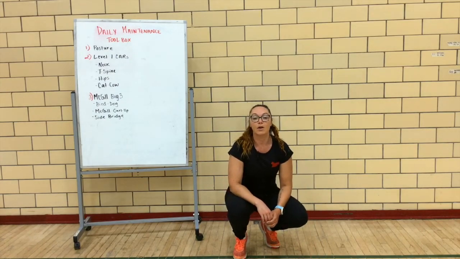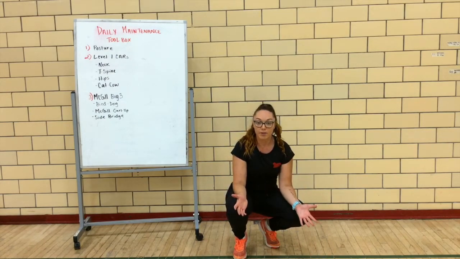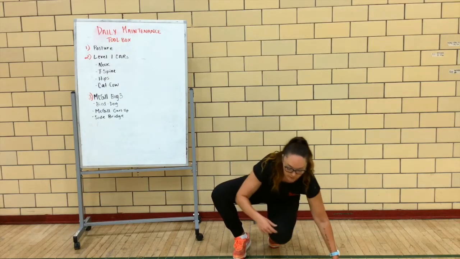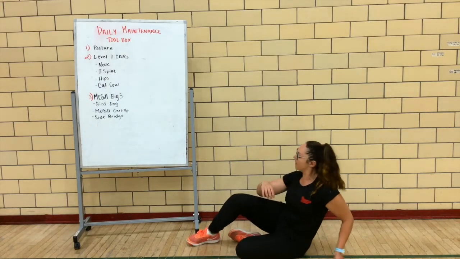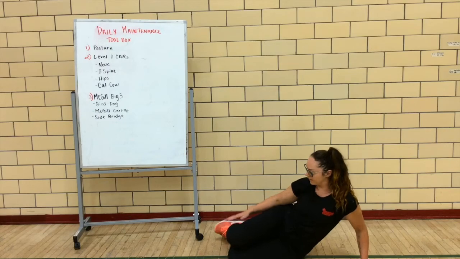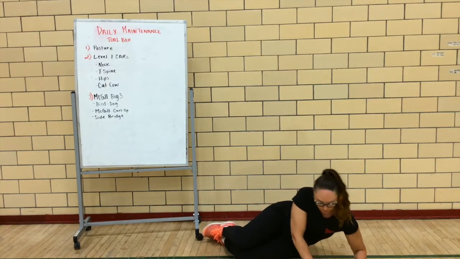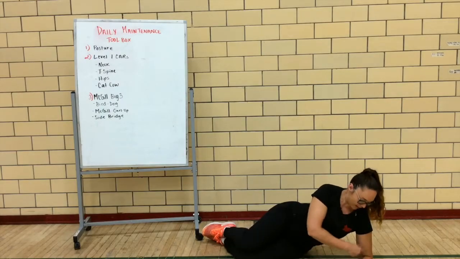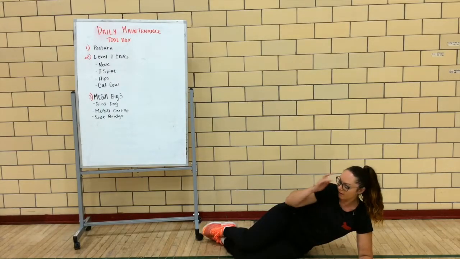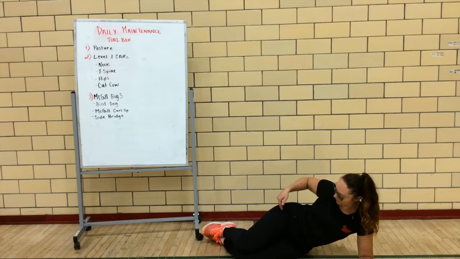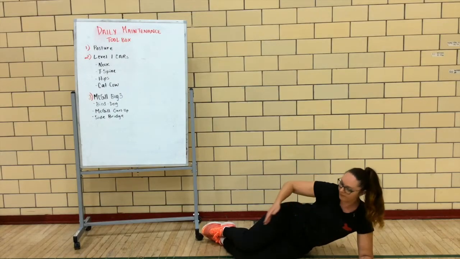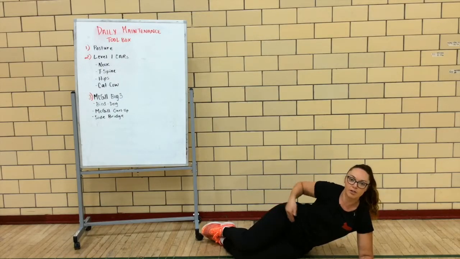And then last but not least is our side bridge exercise. So you start lying on one side with the knees bent. The hips are going to be behind the knees, and you're resting on your forearm. So the elbow is directly below the shoulder. Knees are in front of hips. Elbow is in front of hips, so you're in more of a V-shaped setup.